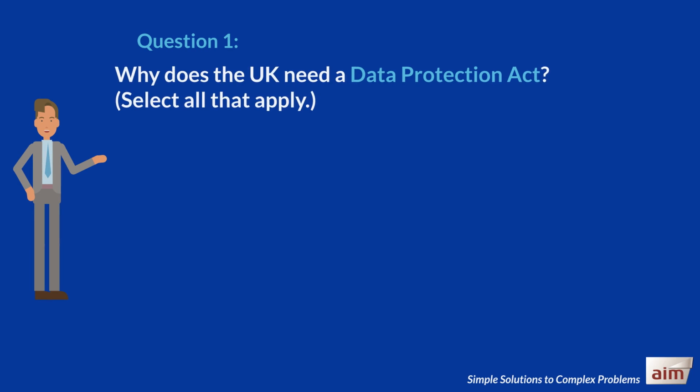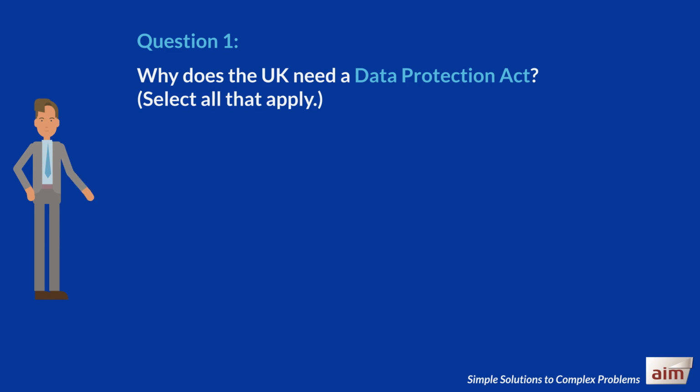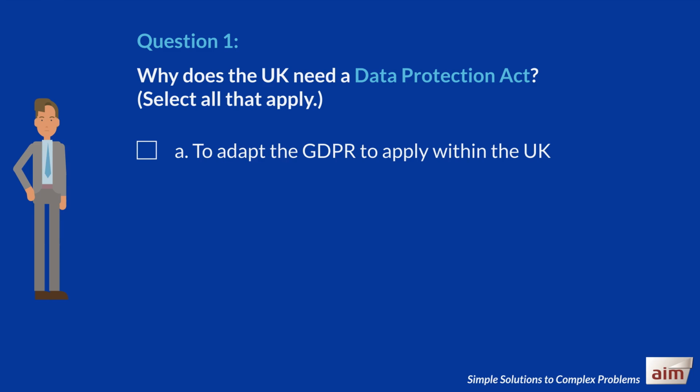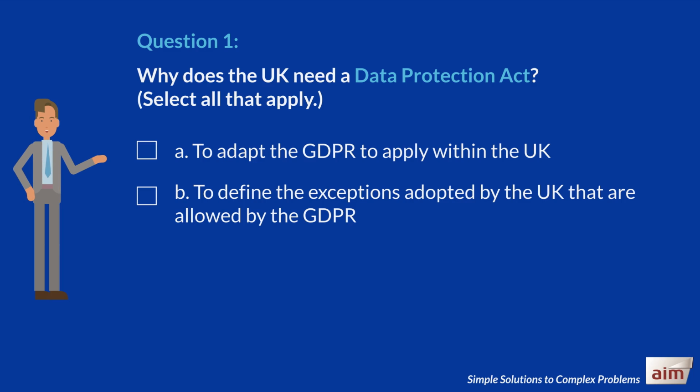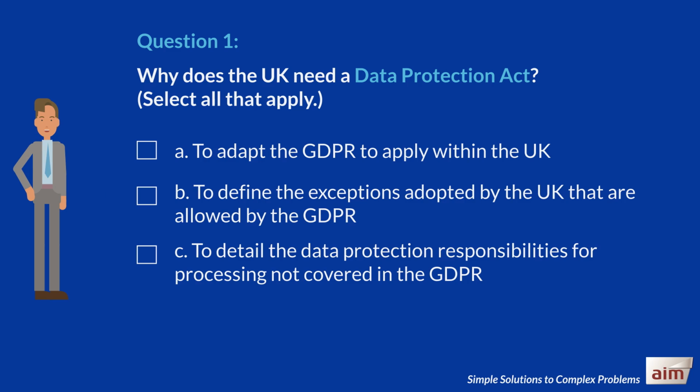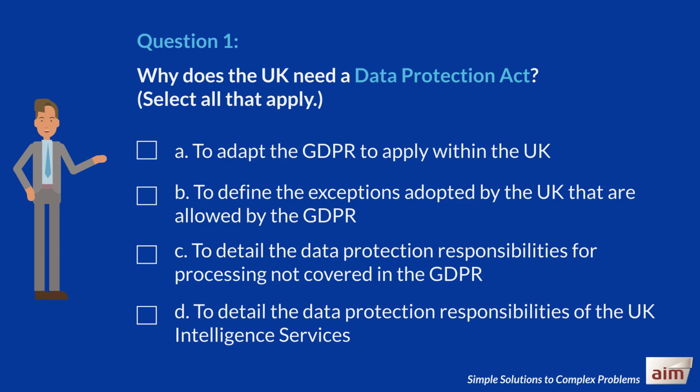Question 1. Why does the UK need a Data Protection Act? Select all that apply. A. To adapt the GDPR to apply within the UK. B. To define the exceptions adopted by the UK that are allowed by the GDPR. C. To detail the data protection responsibilities for processing not covered in the GDPR. D. To detail the data protection responsibilities of the UK intelligence services.